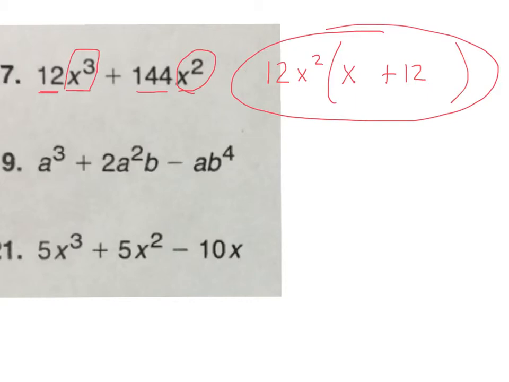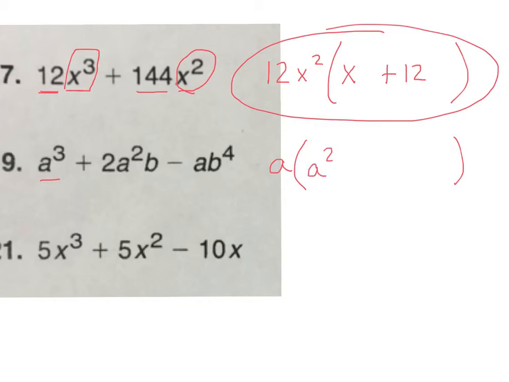A squared. Not a squared, because look, this has a squared, but this only has a to the first. Yeah, you can only take out what they all have, and what they all share is just an a. Now this first term doesn't have a b, so I can't take any b's out. So I'm going to take just a out, and when I take a out, what does that leave me with in this first term?